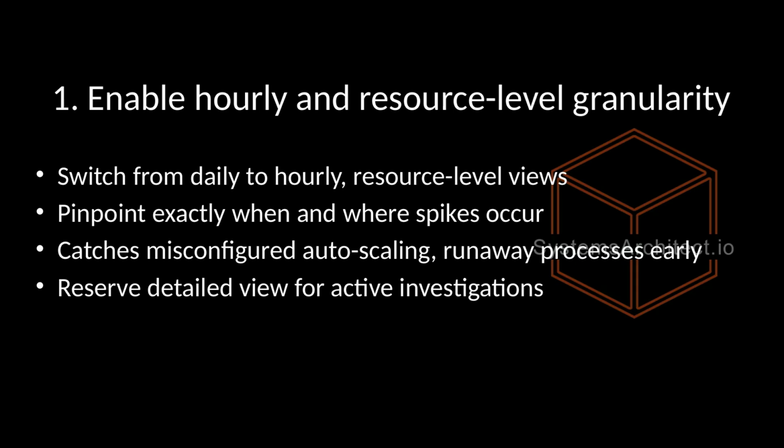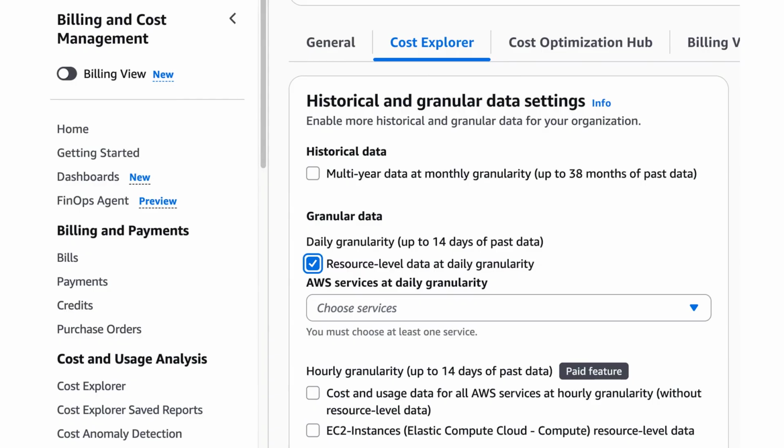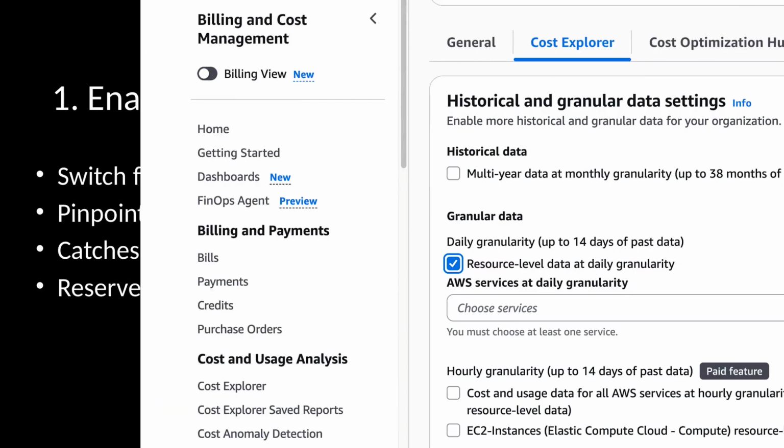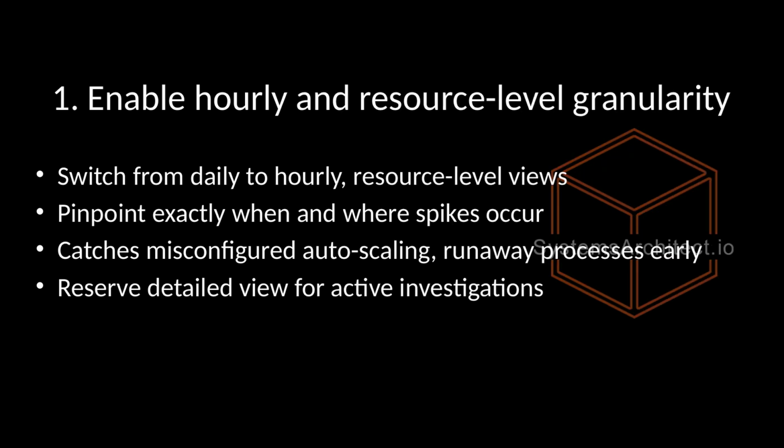1. Enable hourly and resource level granularity. Cost Explorer's default view groups spending by day, which is fine for a slow trend, but far too coarse to catch a cost spike while it's still small. Why does that matter? Switching to hourly, resource level views lets you trace an anomaly back to the specific resource. That's the EC2 instance, Lambda function, or database. It takes minutes instead of days.